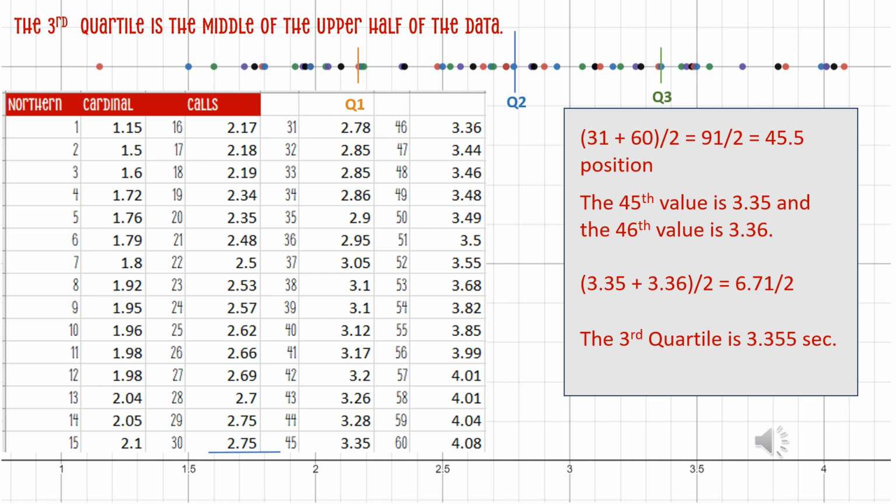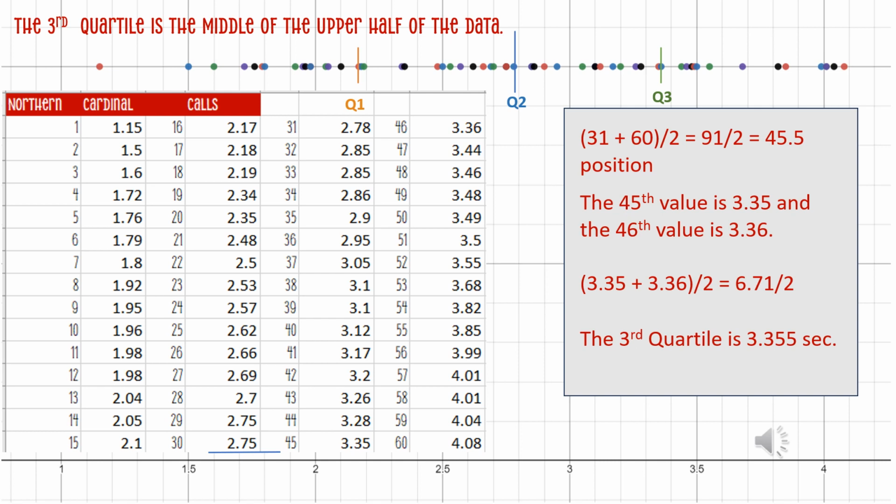The third quartile is right in the middle of the upper half of the data. So we need to find the position for the middle of the upper half of the data. The last value in the data is 60, and the value immediately after the median is 31st. So average 31 and 60, and you get 45.5. So the position of the third quartile of this set of data is 45.5.